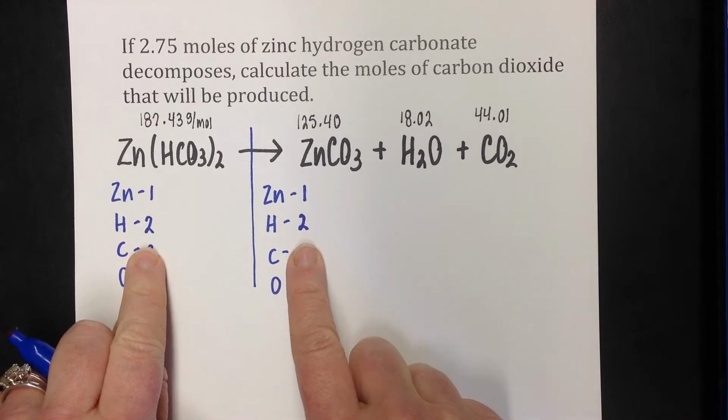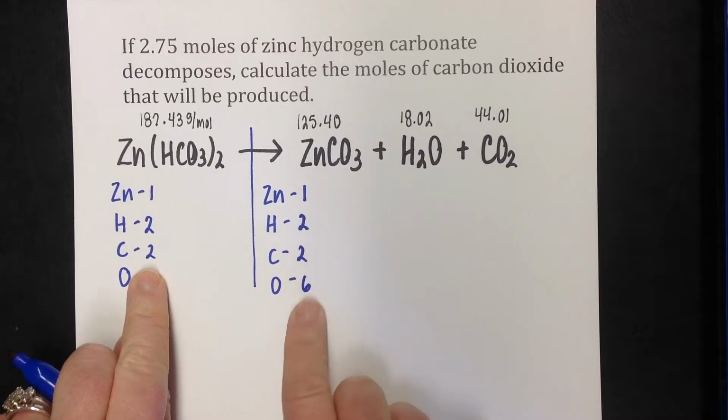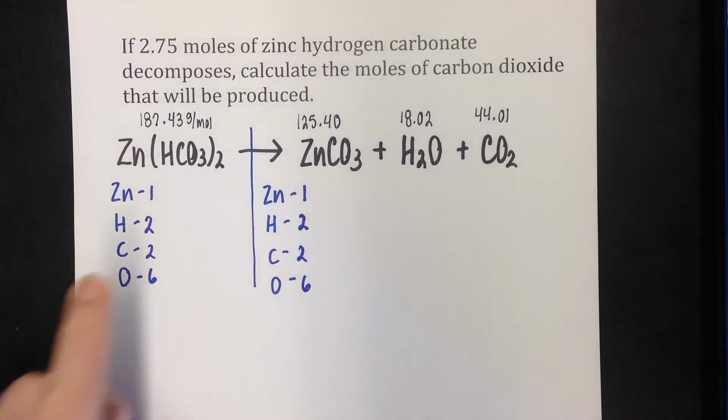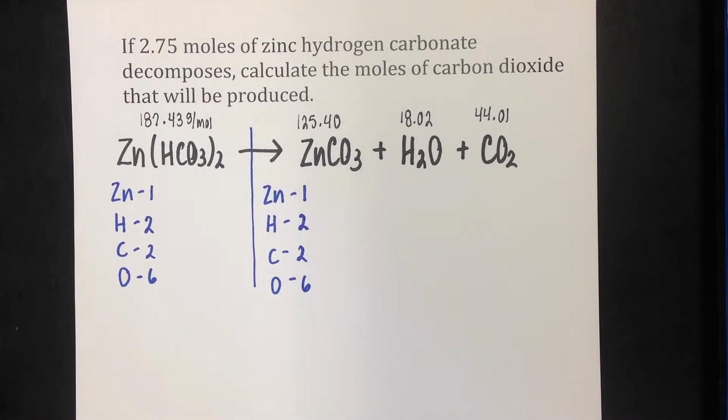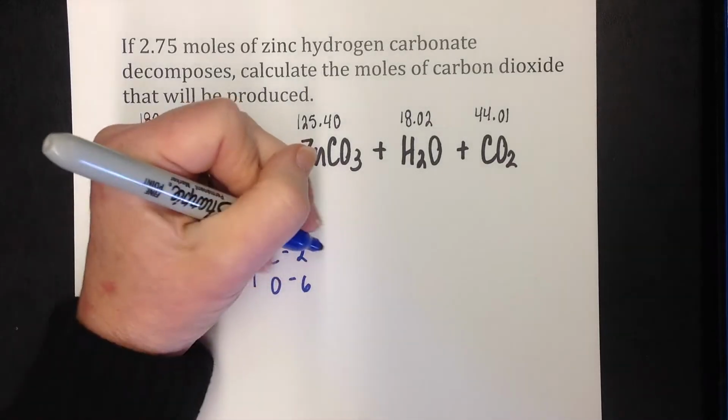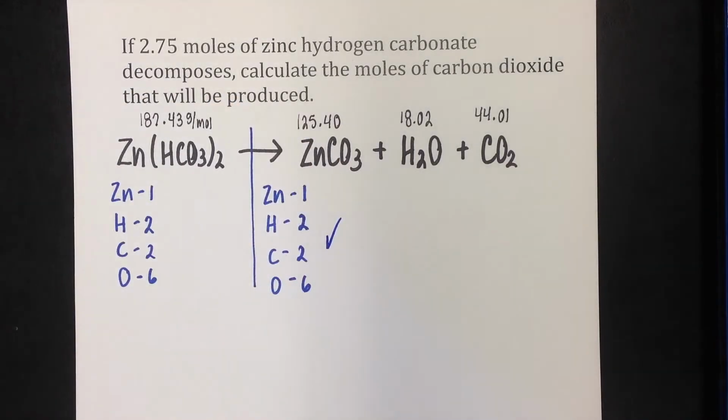Hydrogens are good. Carbons are good. And oxygens are good. What that means is this reaction is already balanced. We'll put a little check mark here. Sometimes you get lucky, and some of the ones that look really bad are very, very easy. So now we're ready to do our problem.